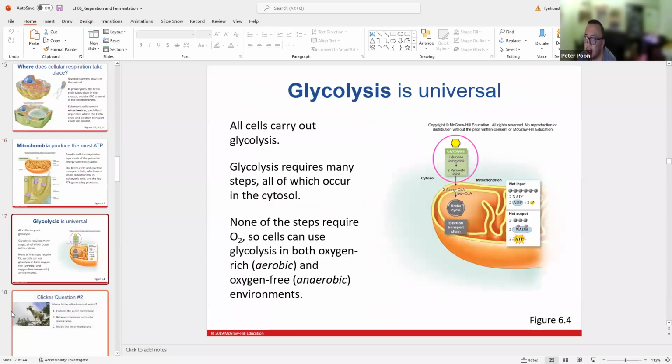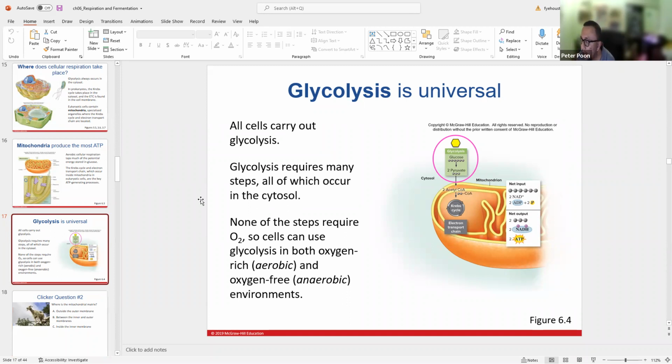All right. First, glycolysis. All cells need to carry out glycolysis, all of which occurs in the cytosol. That's why glycolysis is the more ancient of the pathways. So all cells undergo glycolysis. None of the steps in glycolysis require oxygen, so cells in both oxygen-rich and oxygen-free environments can undergo glycolysis.